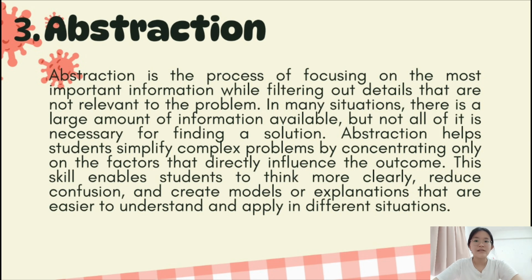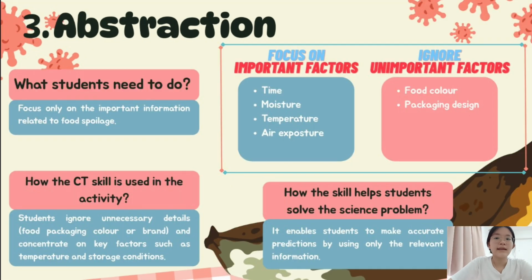Third, abstraction. Abstraction is the process of focusing on the most important information while filtering out details that are not relevant to the problem. In this case, students focus only on the important information related to food spoilage, for example, time, moisture, temperature, and air exposure. And students ignore unimportant factors like food color and packaging design. It enables students to make accurate predictions by using only the relevant information.